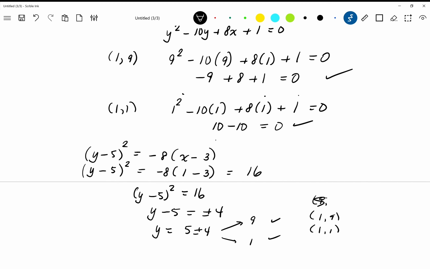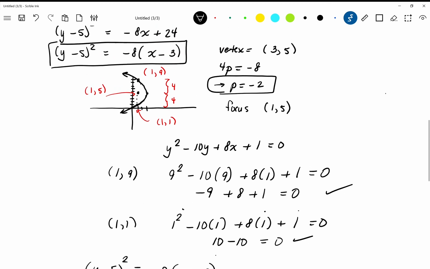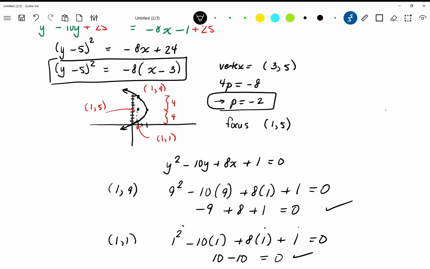So there are lots of ways to get those, but the easiest way, obviously, is to use the 2p rule to get the other points on the parabola.